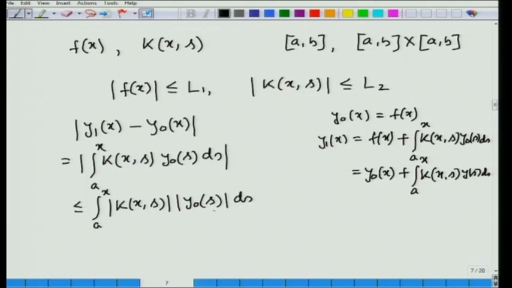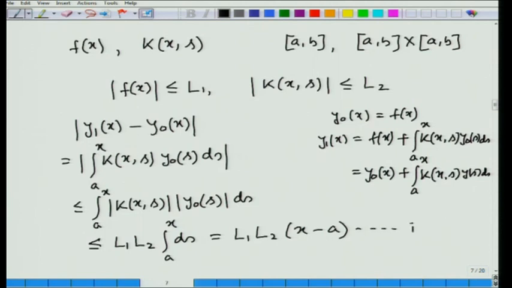ds. Now, this y 0 s is again our f s. So, this is always less than or equal to L 1, and k x comma s is less than or equal to L 2. So, this is less than or equal to L 1 multiplied by L 2 integral a to x ds. So, this is equal to L 1 L 2 times x minus a. This is, call it 1. Then we calculate the difference between y 1 x and y 2 x.